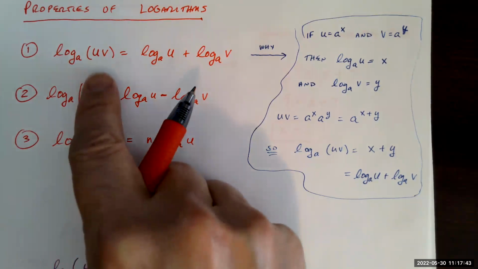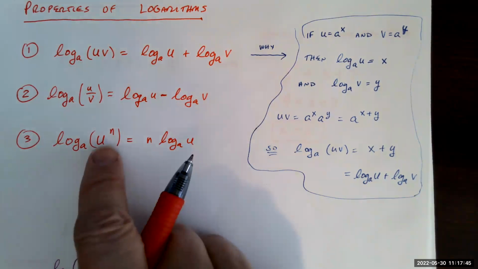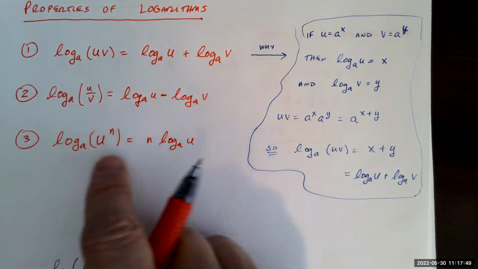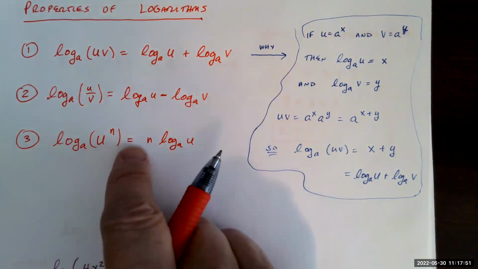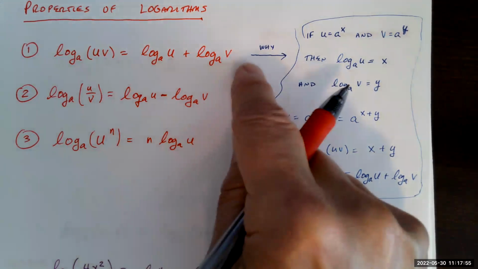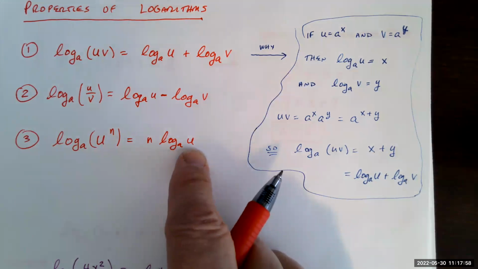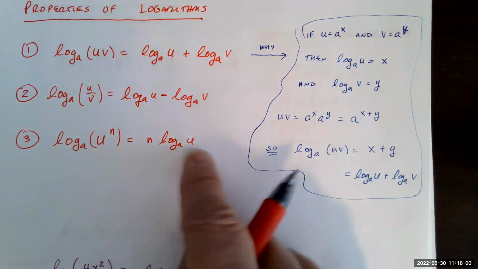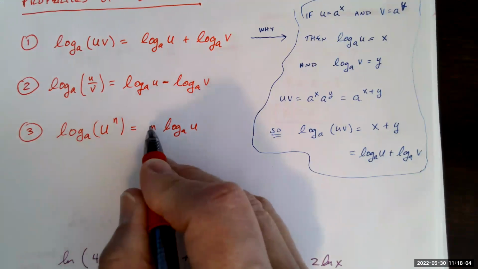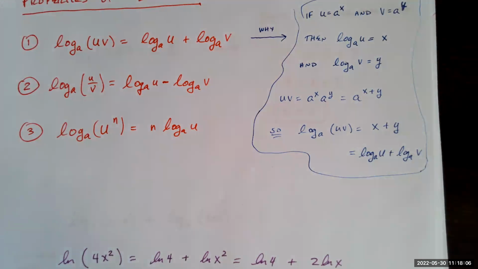And then by repeated application of number 1, we get log base a of u to the n power is n times log base a of u, because this would be u times itself n times. Making repeated use of this, I would be adding n log base a u's together. So we think about this last property as bring the power down in front, which is the way we remember it when we take the logarithm.